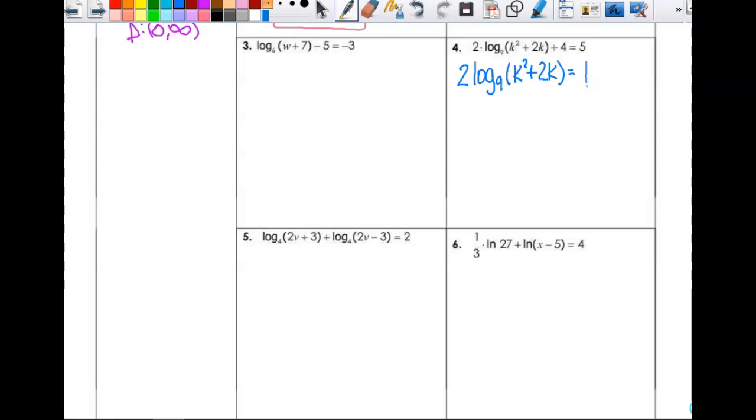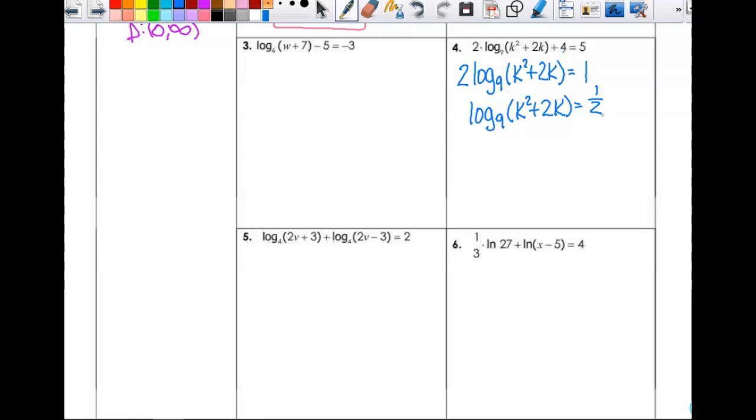So again, this 2 could come up here and be an exponent on this binomial, and then I'd have to square it, which is fine. There's nothing wrong with that. But I have another option, because the opposite of multiplication is division. I could just divide by 2. And if I divide by 2 and get 1/2 on the right, I won't have to square this thing. Make sense? So even though it wouldn't be wrong, I think it would be easier not to. So I'll get log base 9 of k squared plus 2k equals 1/2.